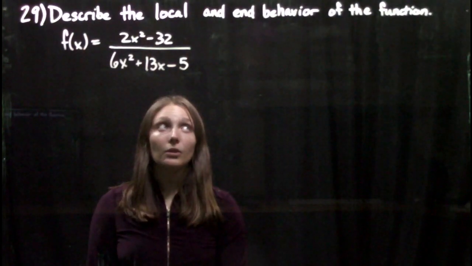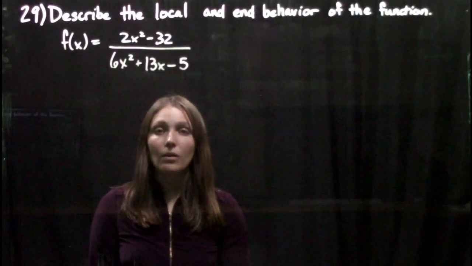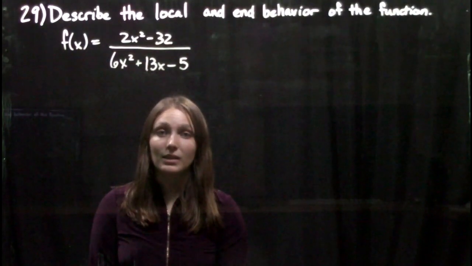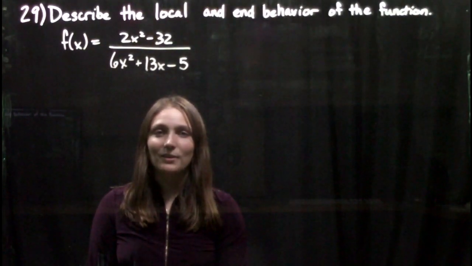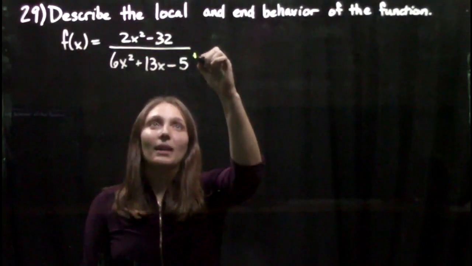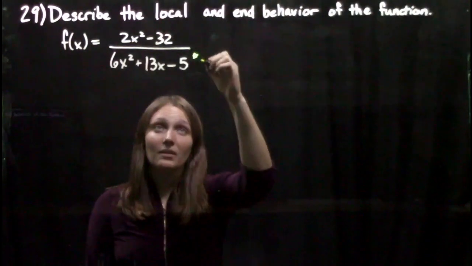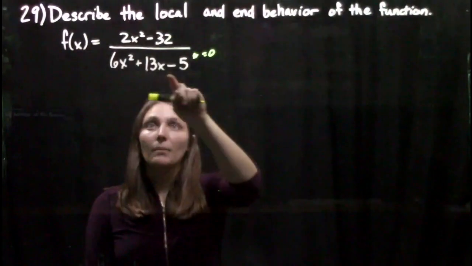So when we're looking for the local and end behavior of the function, we want to determine the domain of the function, so all the x values that the function can take and not be undefined. How do we do that? We figure out at which x values the function is undefined. So in order to do that, we have to look at the denominator of this function and find where the denominator equals 0. So to do that, we're going to factor the bottom half of this function.